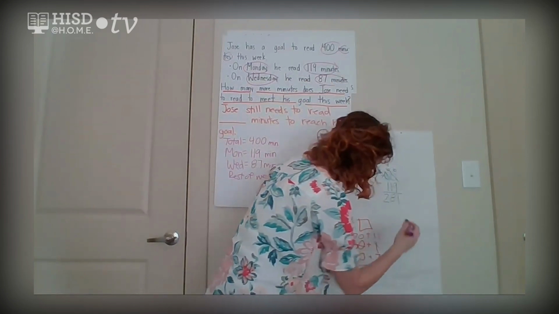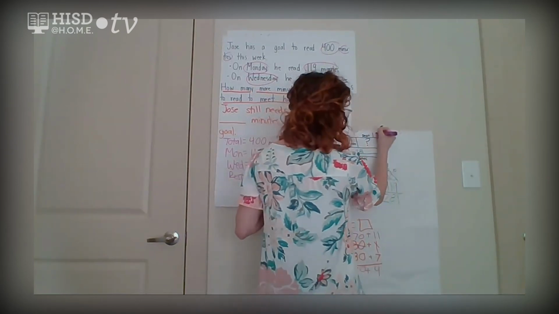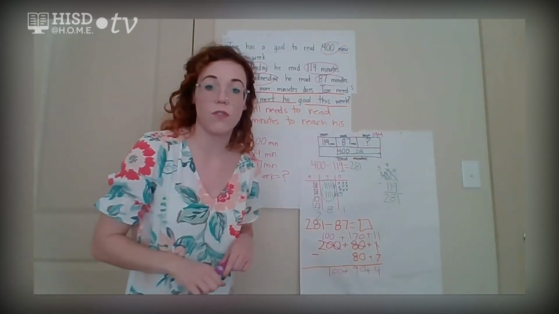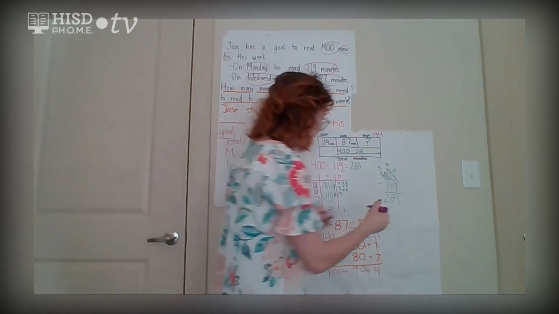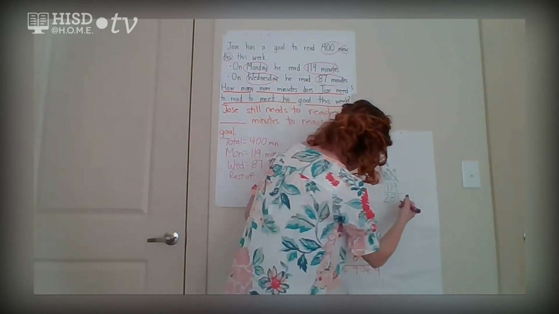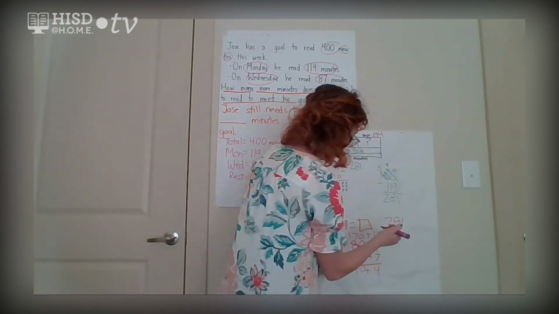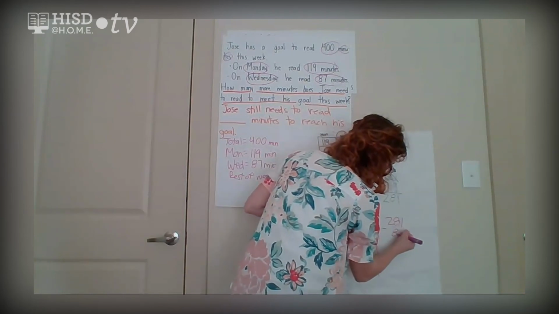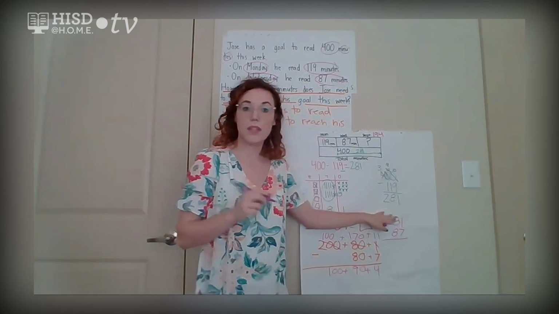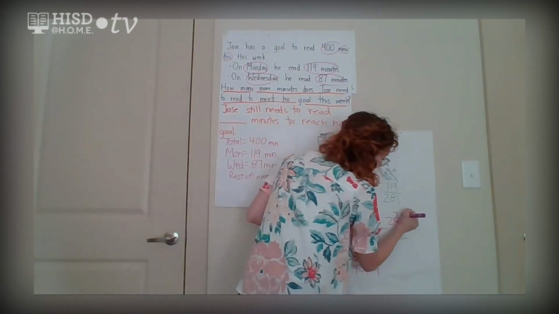So I'm going to write that down. 100 plus 90 plus 4 is 194. Let's double check using standard form. 281 minus 87. I can't subtract 1, so I need to regroup. Turn this 8 tens to 7 tens. Turn this 1 into 11.